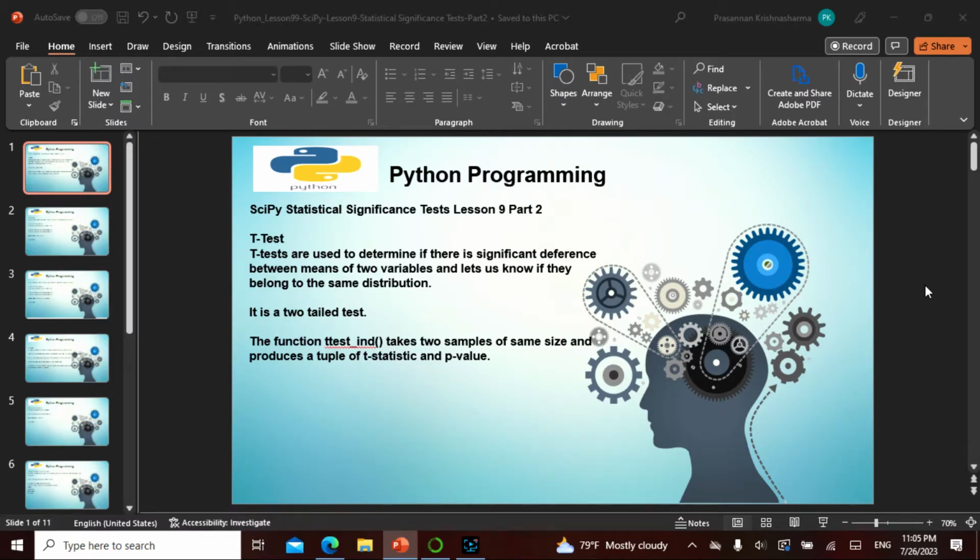So today, lesson 99, chapter 9 in SciPy Python. This is part 2 of statistical significance tests. We saw the one tail and two tail yesterday. Today we'll be seeing all about the test and also the coding.